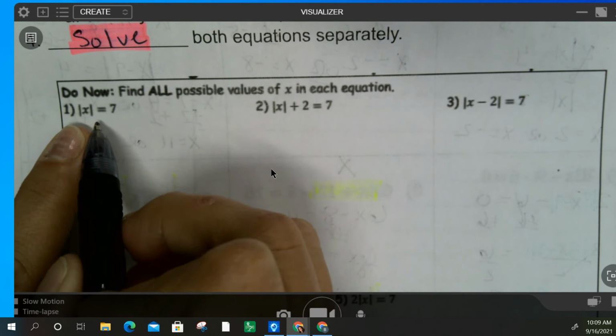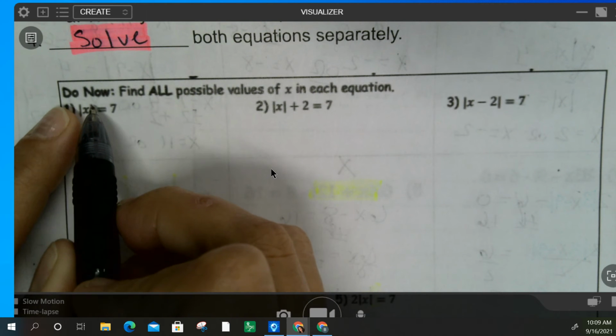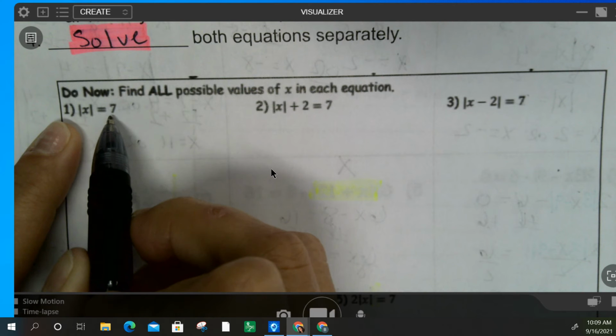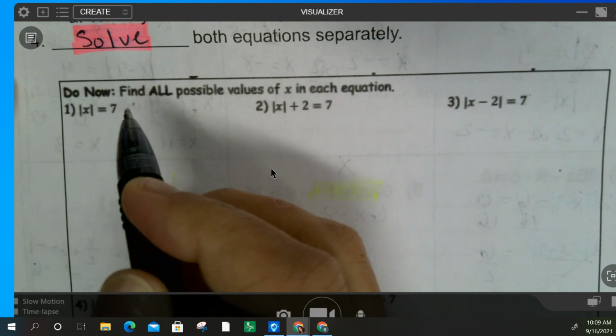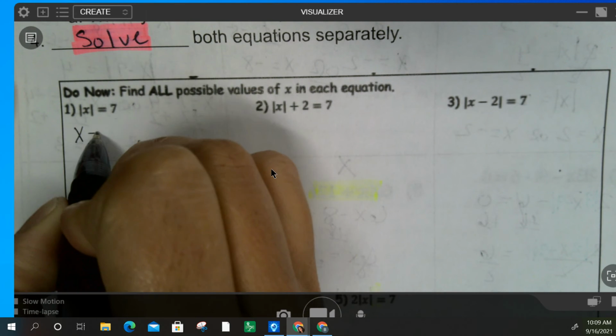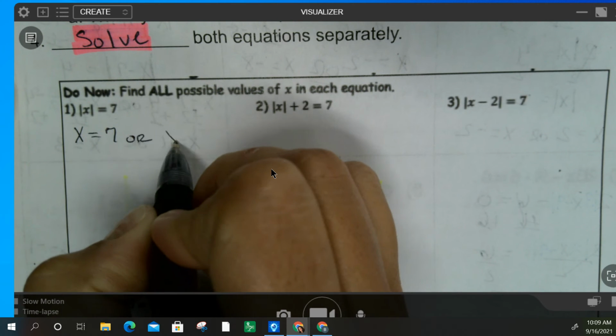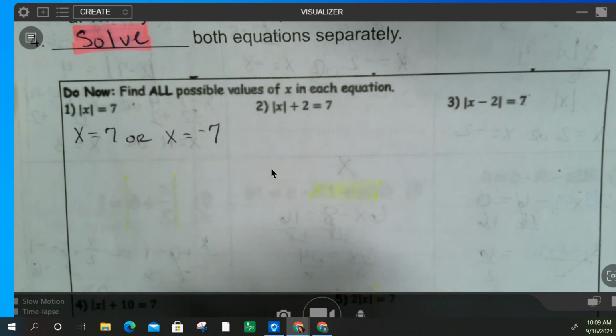If you have the absolute value equal to 7, you have the bars by themselves. You have a positive answer. That's step 1 and 2. So now it says to rewrite it once with a positive or once with a negative. Okay, so that's number 1. It's done.